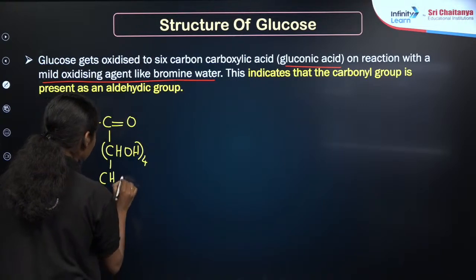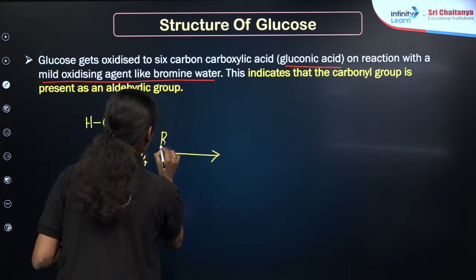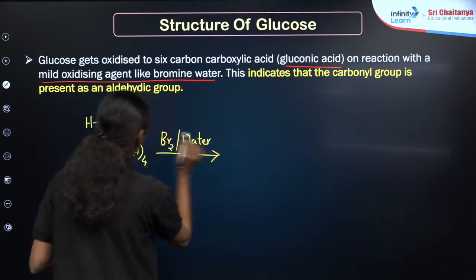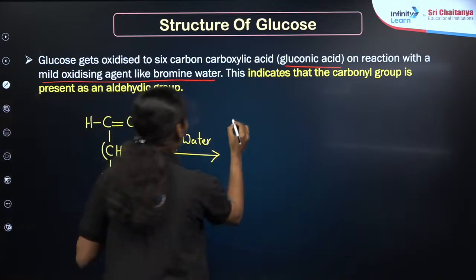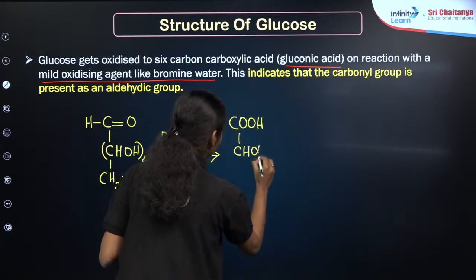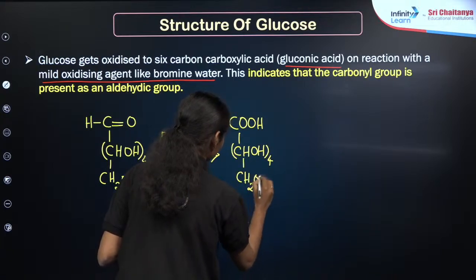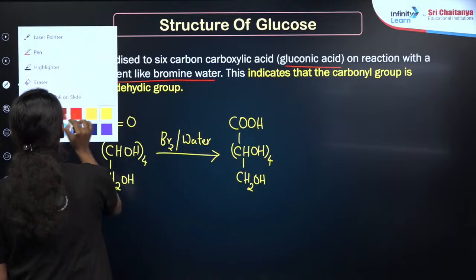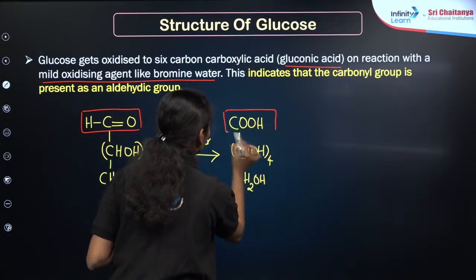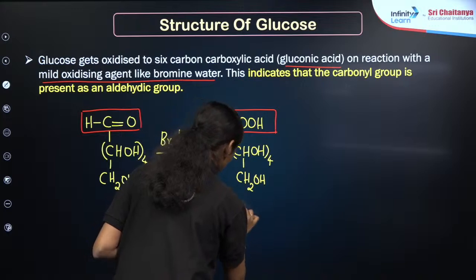Okay, this is our glucose molecule, right? This will be the carbonyl group. Whenever this is reacting with bromine water, which is the mild oxidizing agent, the carbonyl group gets oxidized to form an acid group, COOH. This is a 6-carbon containing acid, so it is known as gluconic acid.